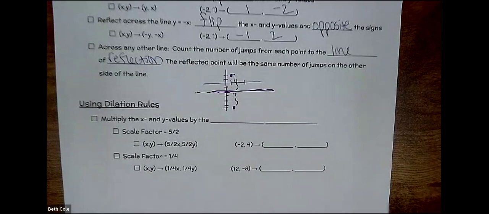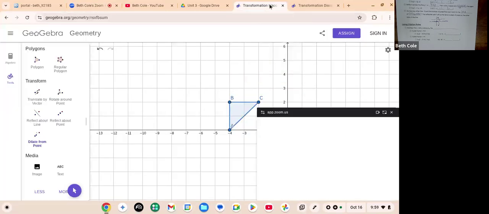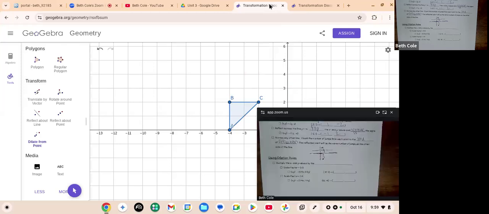Okay. And then the last transformation we're doing is dilation. So let me share my screen. We'll do dilation. You've heard that word before. Have you ever heard that your eyes dilate? Like when it gets dark in a room? It's the same thing with a shape. Because what happens when your eye dilates? What does it do? Yeah, it gets bigger. Or if it's really bright outside, then they get smaller. It's literally the exact same thing with the shapes.